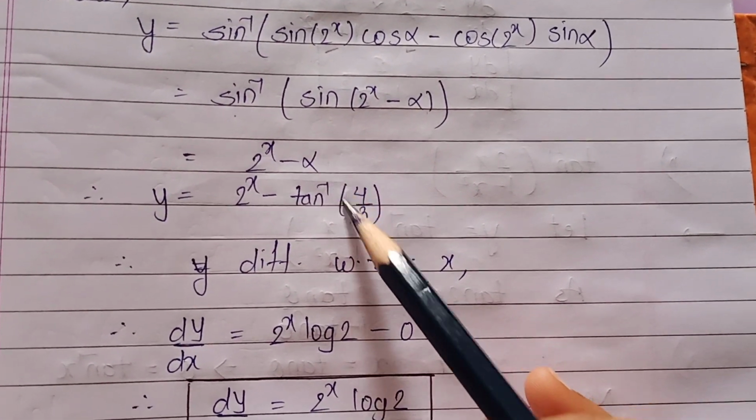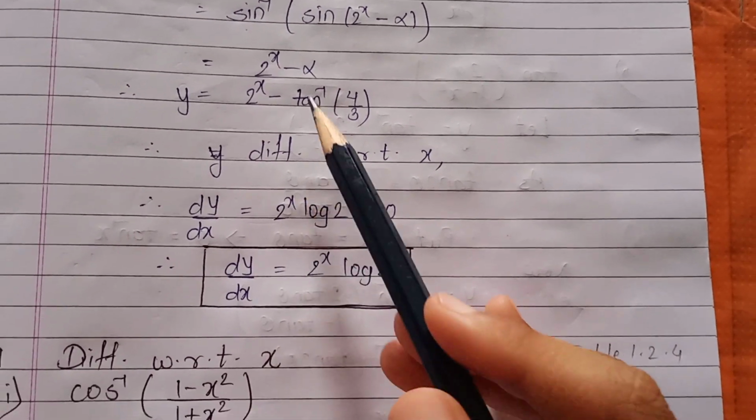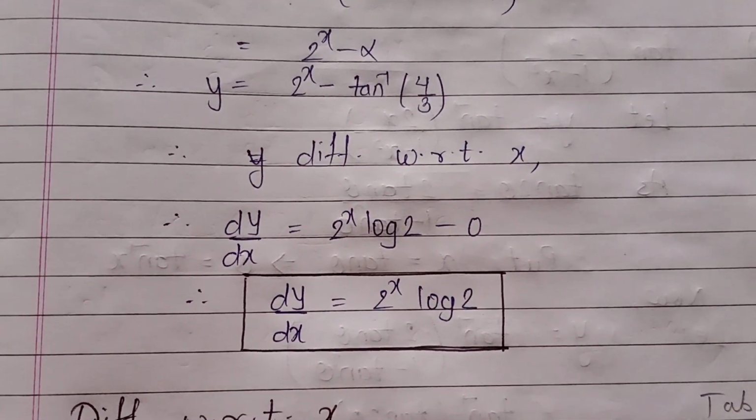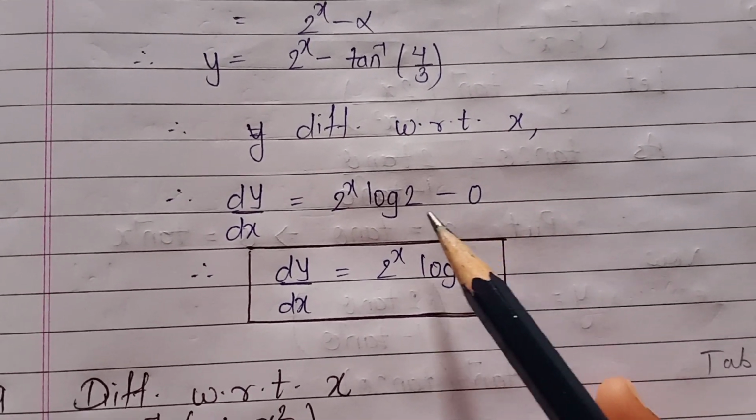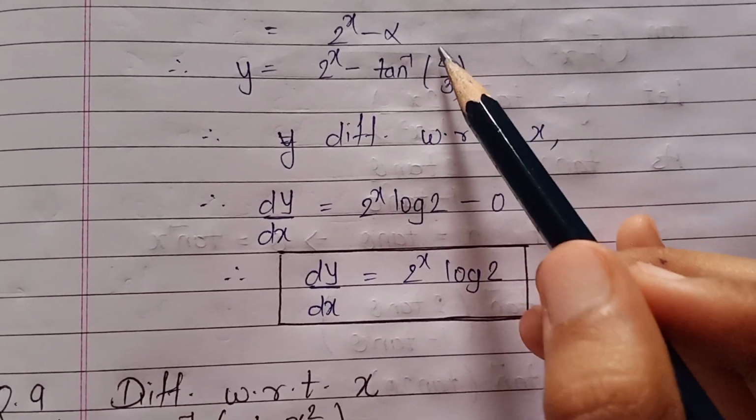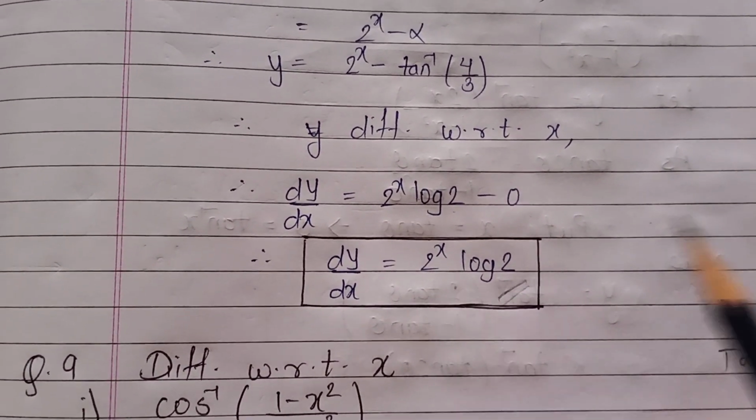Similar procedure, so put alpha and then find the derivative with respect to x. We know that the derivative of a raised to x is a raised to x log a. Using that form, this derivative is 2 raised to x log 2 and this will be 0. The final answer will be this only. Okay.